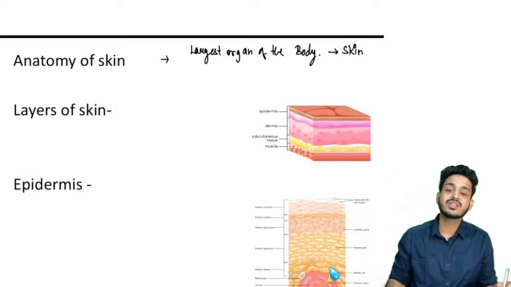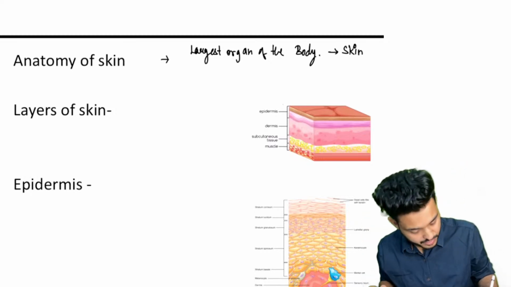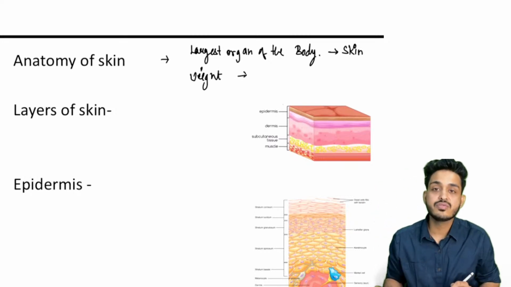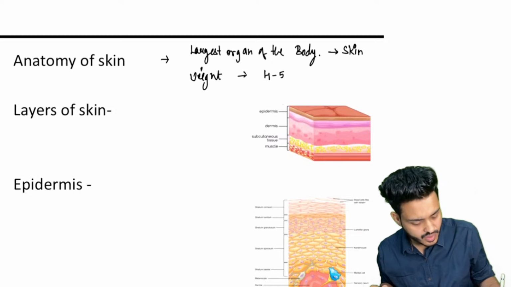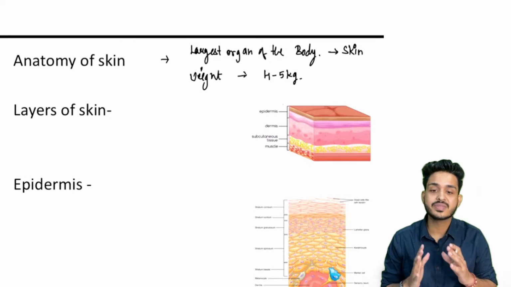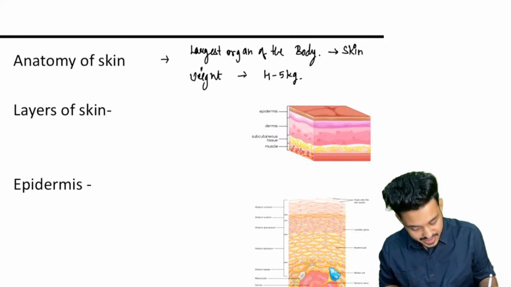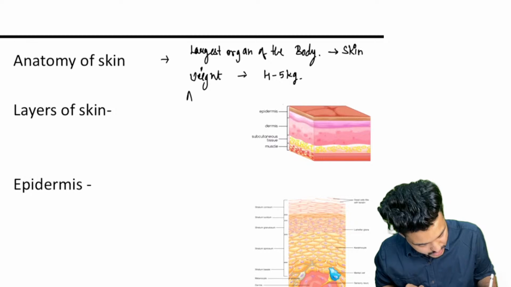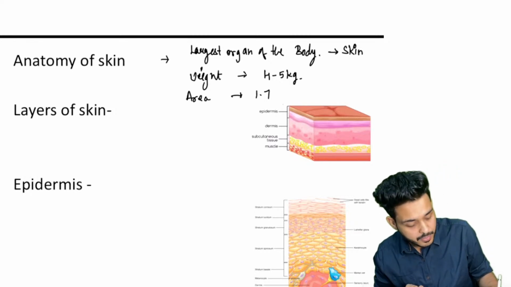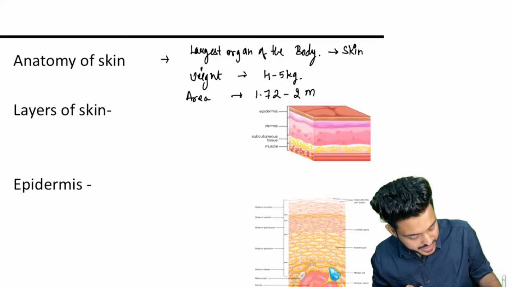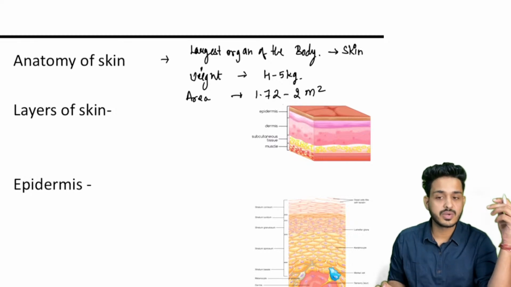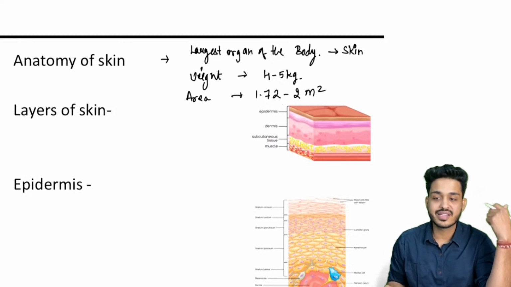So how much does this skin weigh? कितना वजन होता है स्किन का? The weight will be approximately 4 to 5 kgs. Depending on the person, that would vary, but that would be approximately 4 to 5 kg, right? Next thing, we are going to study the area. So what is the area that is covered by the skin? The area will be 1.72 to 2 meter square. So तीन चीजें हम लोगों ने देखी: largest organ of the body, second thing will be weight, and third thing will be area.